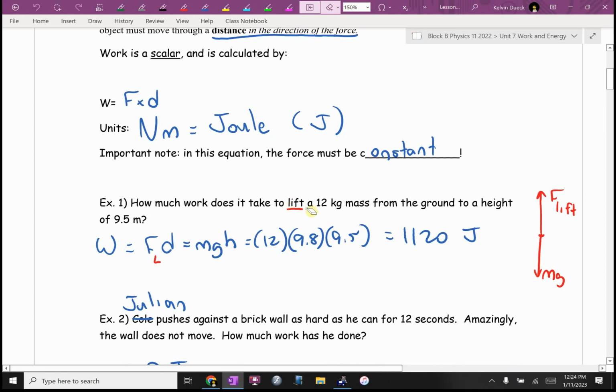We found the work done in lifting, and we said you could calculate it by going mgh, because you're lifting against gravity. We said it's actually force lift times the height. I don't know the force lift. Oh, but look, it's the same as mg, so we said it's mgh.